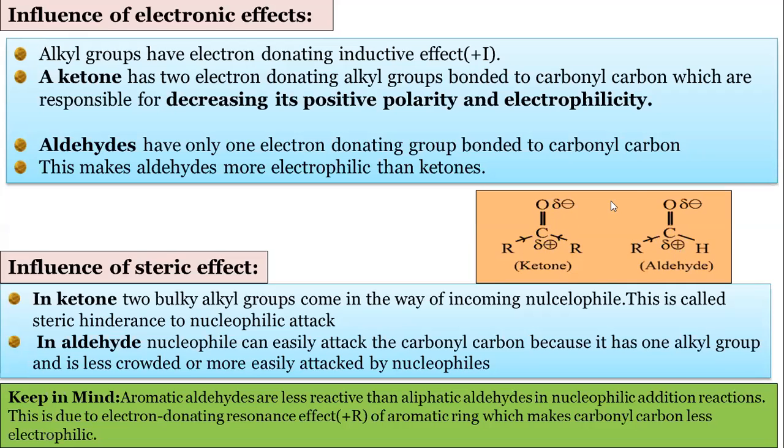So aldehydes are more reactive than ketones because aldehydes have one R group and ketones have two R groups. Then the influence of the steric effect. See, in the case of ketones and aldehydes, one important thing is that ketones have two R groups and aldehydes have one R group. So what is happening in the case of ketones? These are the two bulkier groups. This may be CH3, this may be C2H5. As the bulkiness increases, it is difficult for the nucleophile to attack.